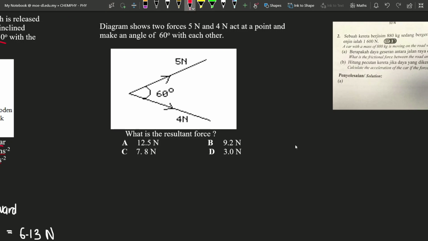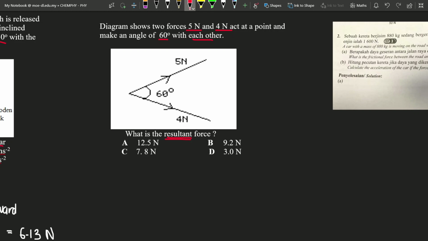Next question. The diagram shows two forces, 5 Newton and 4 Newton, acting at a point and making an angle of 60 degrees with each other. What is the resultant force? Okay, this one is a very famous question.